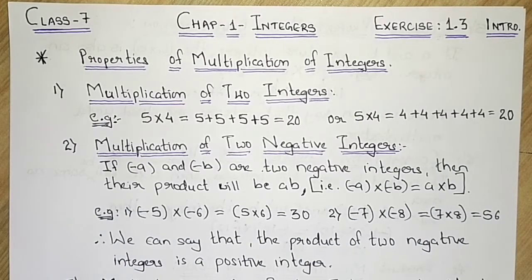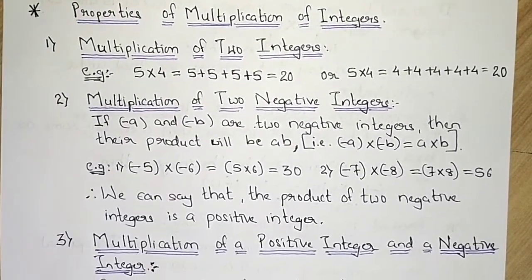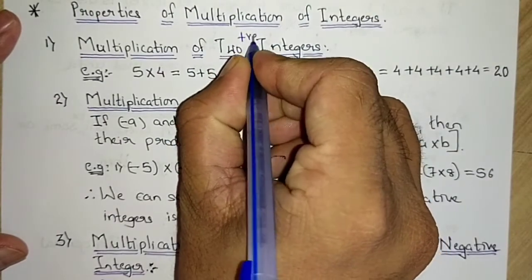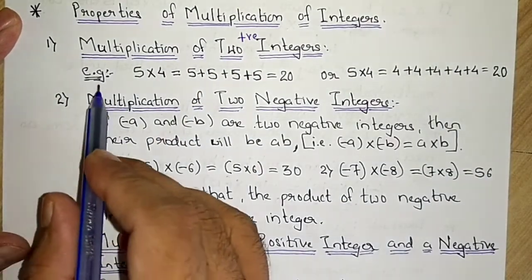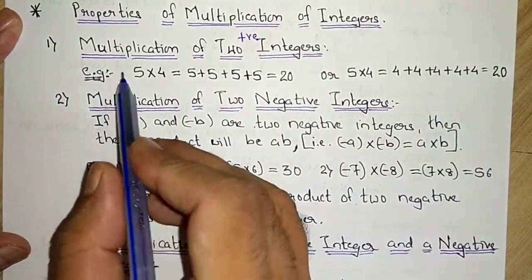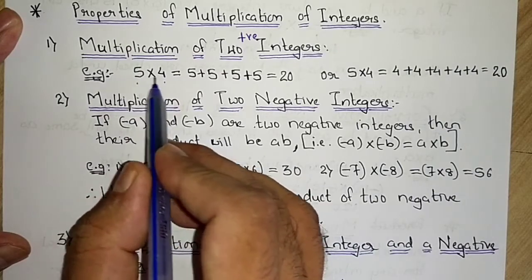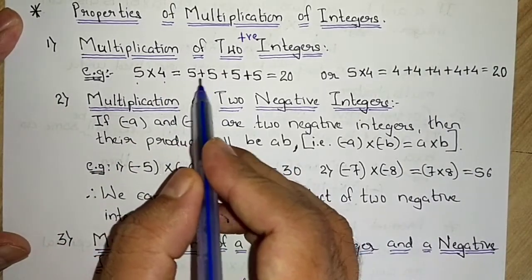The first property is the multiplication of two positive integers. I have given an example. 5 and 4 are integers. When we multiply, how do we multiply? Multiplication is the same thing.